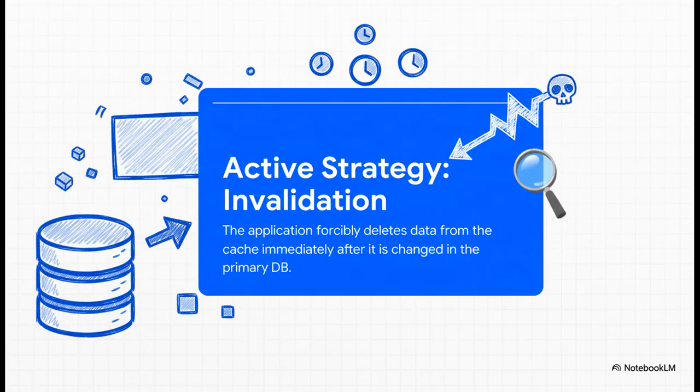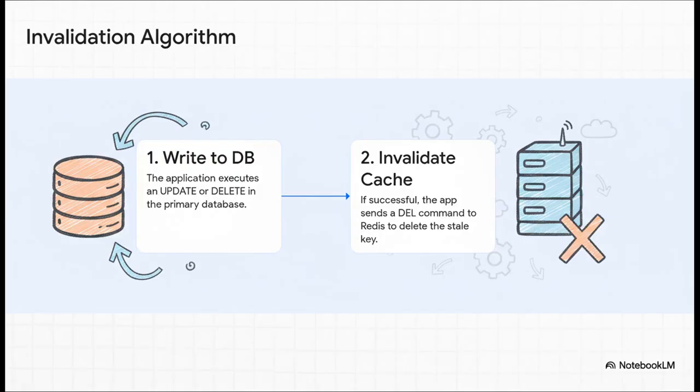For data that absolutely has to be up to date, we need a more active strategy. This is called cache invalidation. And here, instead of just waiting for data to expire, the application takes direct control and forcibly deletes the data from the cache the instant it changes in the database. The process is pretty straightforward.